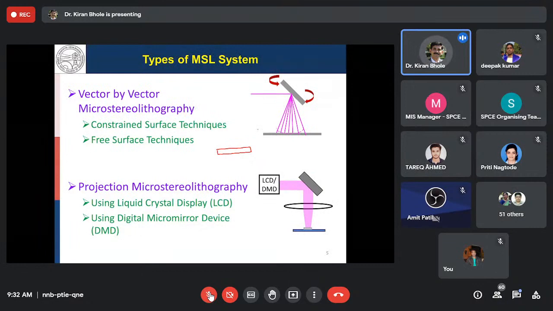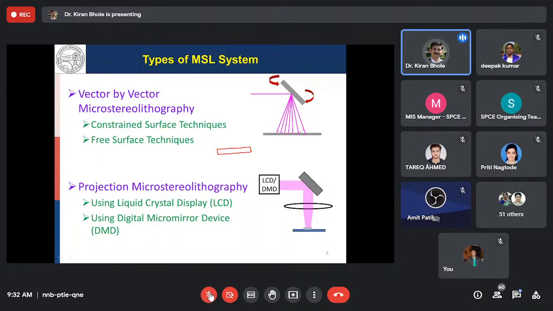Another very important thing which I would like to tell you before moving to the next slide is that when we are doing vector by vector scanning of the focus light, this is the mirror which we have, and for scanning, what people have generally used is tilting this mirror, and by tilting the mirror, this scanning is done.